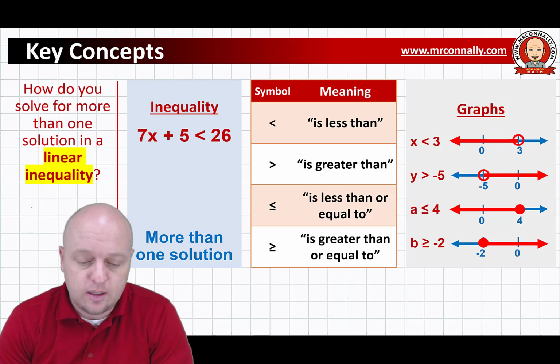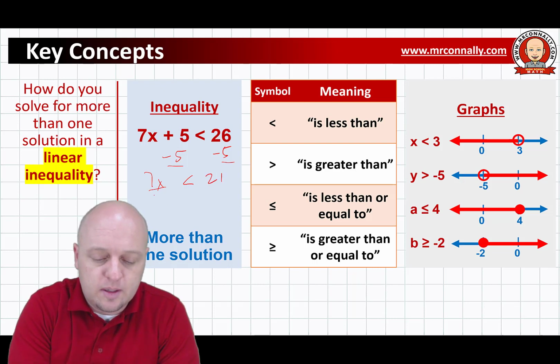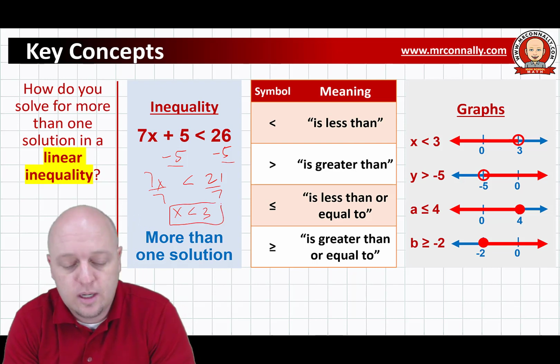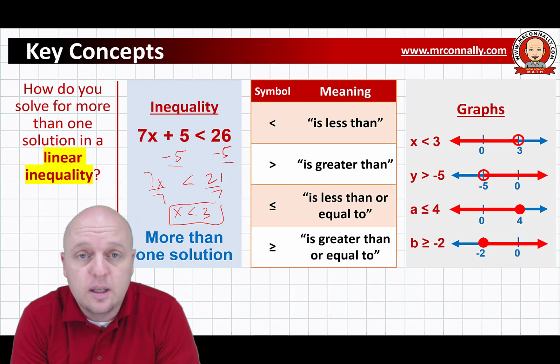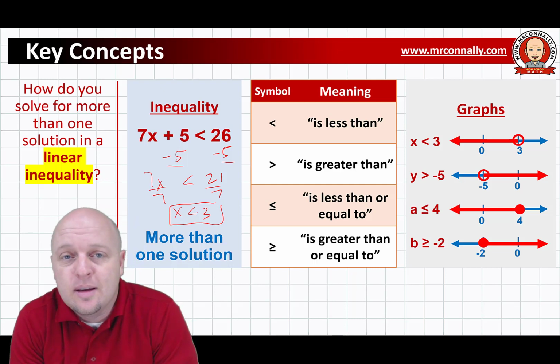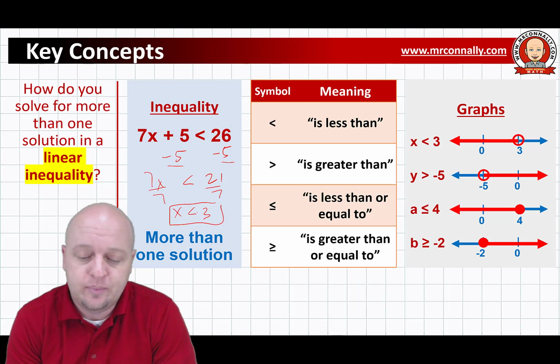Okay, so let's look at the inequality. We know it's got more than one answer because if we were to solve it just like an equation, we would get 7x is less than 21. So we divide by 7, we get x is less than 3. This means that there is more than one answer because x could be less than 3, so that could be 2. It could be 2.99. It could be 1. It could be any number less than 3.